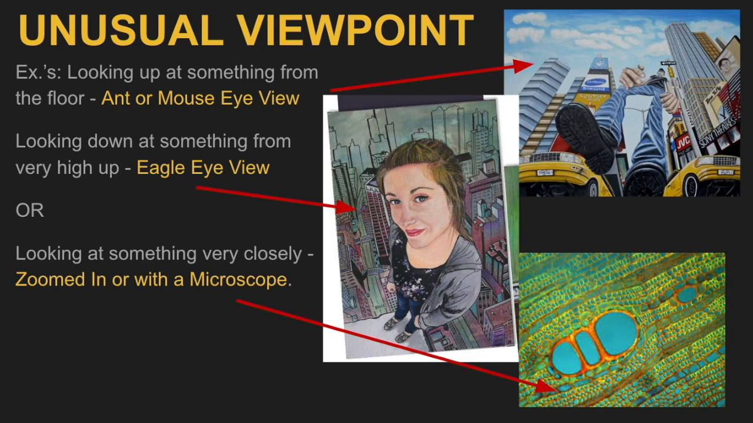As opposed to the second image, which is on the left, you can actually see the person's head better and their feet are really tiny. Again, it's a 3-point perspective drawing, but what you're seeing is from an eagle eye view. The last image that's on the right is actually zoomed in or with a microscope, and technically what you're seeing there are water or air particles moving through the cells of a leaf.